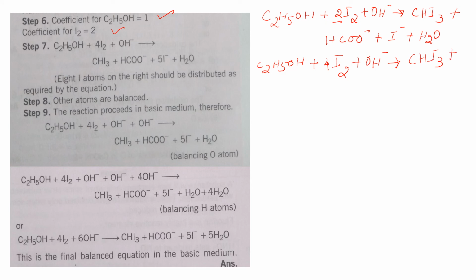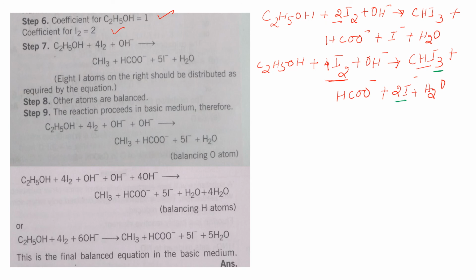plus HCOO minus plus, this iodine has to be multiplied by 2, so it is 2I minus plus H2O. Now I have not multiplied this CHI3 by 2, but iodine is not balanced now. Please see the left hand side. On the left hand side we have 8 iodine, and on the right hand side we have 3 iodine here and 2 iodine here, so it is 5.